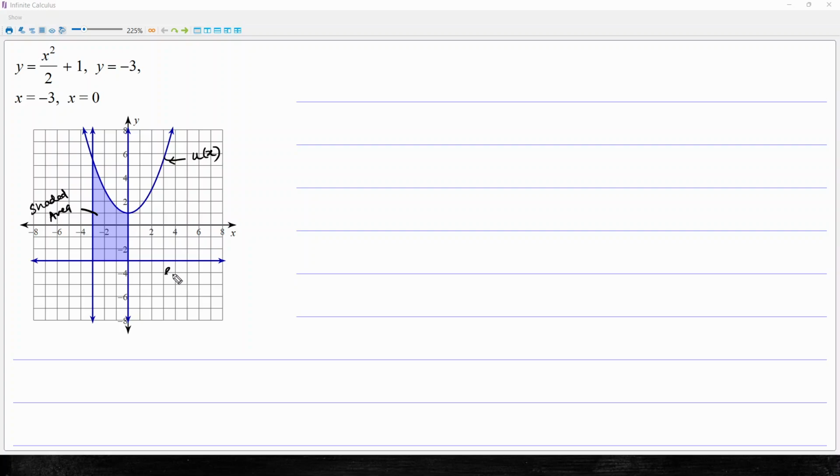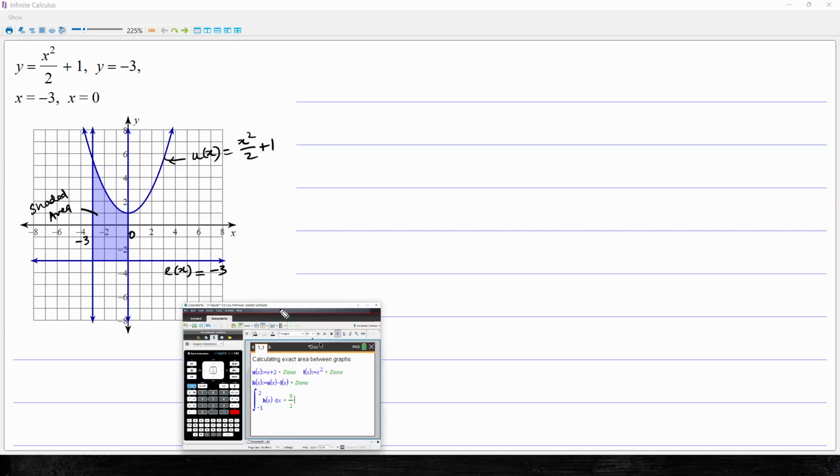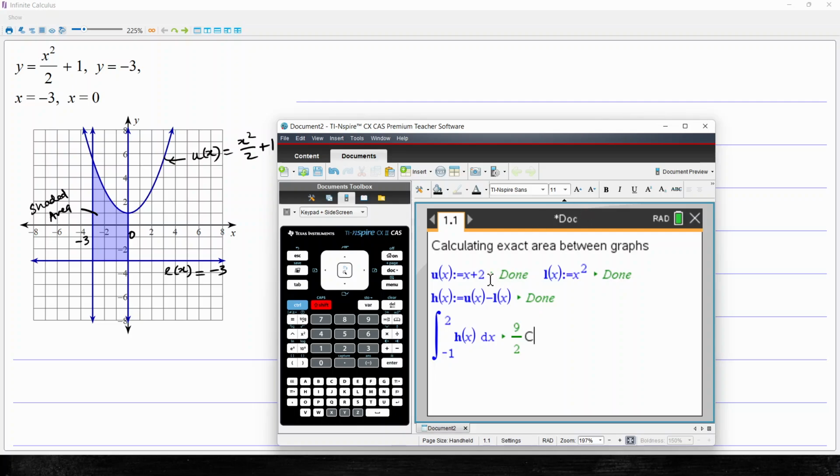So that's why we'll write this as L of x. And the height function will be given by u of x minus L of x. And then we need to find the area from negative 3 to 0. And that will be our area. So calculate the area with the help of the given information.